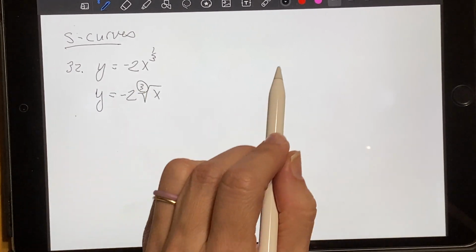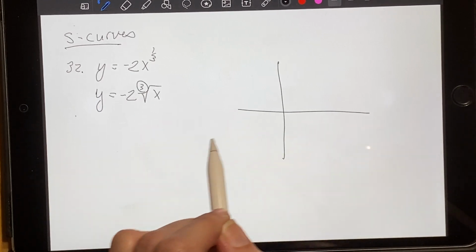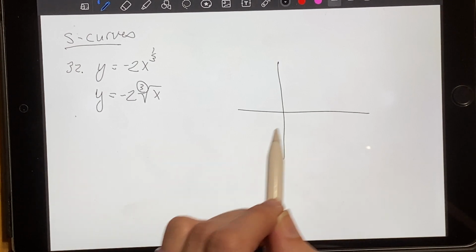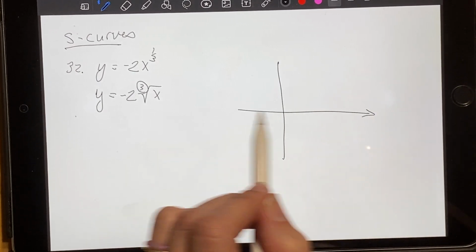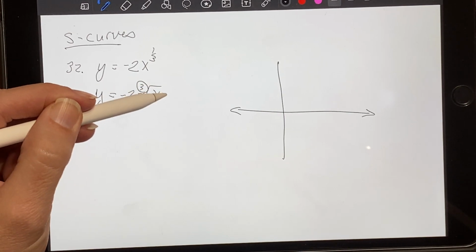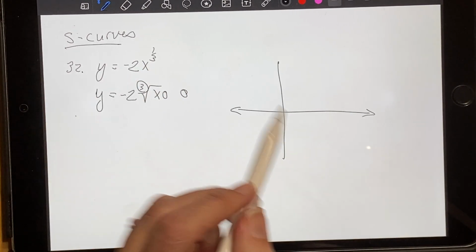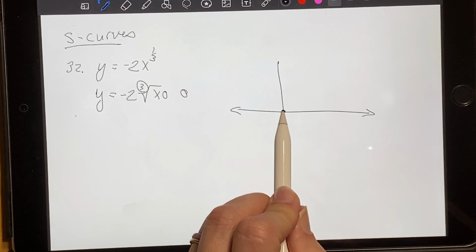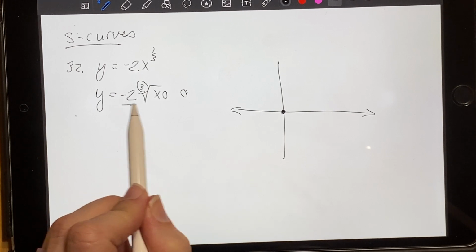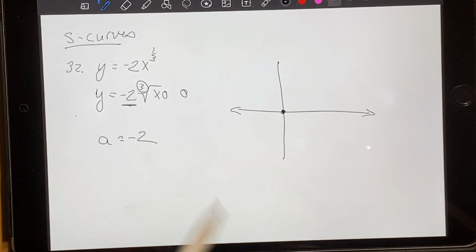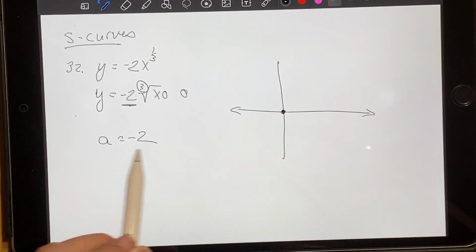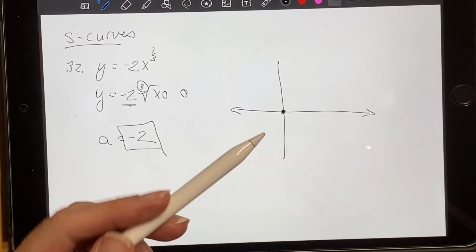We know it's a cube root. So we know that it's going to lie along and wrap around this x-axis. That's the one we're looking at. We know that there's nothing added to the x and there's nothing out here. So our little vertex turning point is at the origin. And I know that my a value is -2.